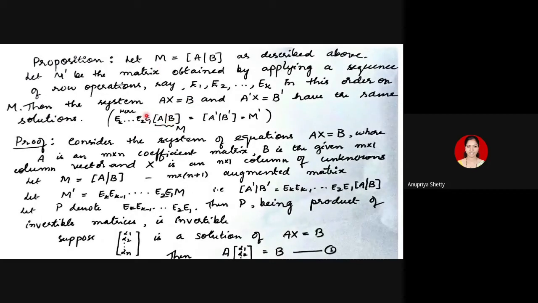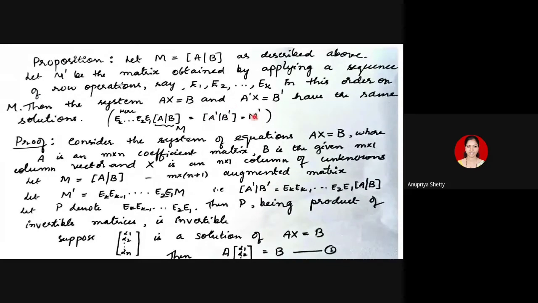To the left, first we multiplied by E1, then by E2, etc., Ek. But that is same as multiplying the first block, that is A, by each of these, multiplying A by E1, E2, etc., Ek. Similarly, B is also multiplied by E1, E2, etc., Ek. So the new blocks, I have named them as A dash, B dash, and this new block matrix is called as M dash.